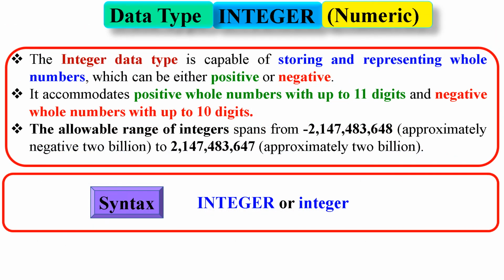The numeric data type integer. The integer data type is capable of storing and representing whole numbers, which can be either positive or negative. It accommodates positive whole numbers with up to 11 digits and negative whole numbers with up to 10 digits. The allowable range of integers spans from -2,147,483,648, approximately -2 billion, to 2,147,483,647, approximately 2 billion. The syntax is uppercase INTEGER or lowercase integer.